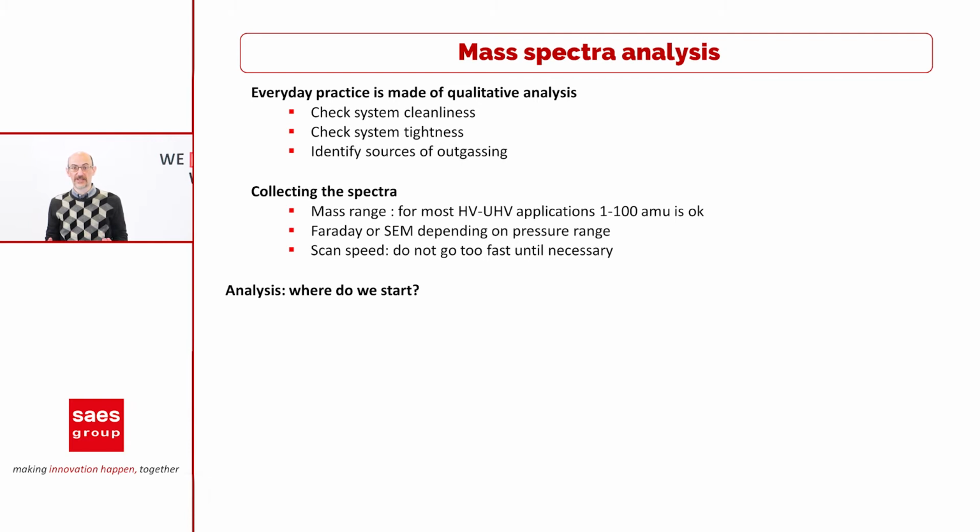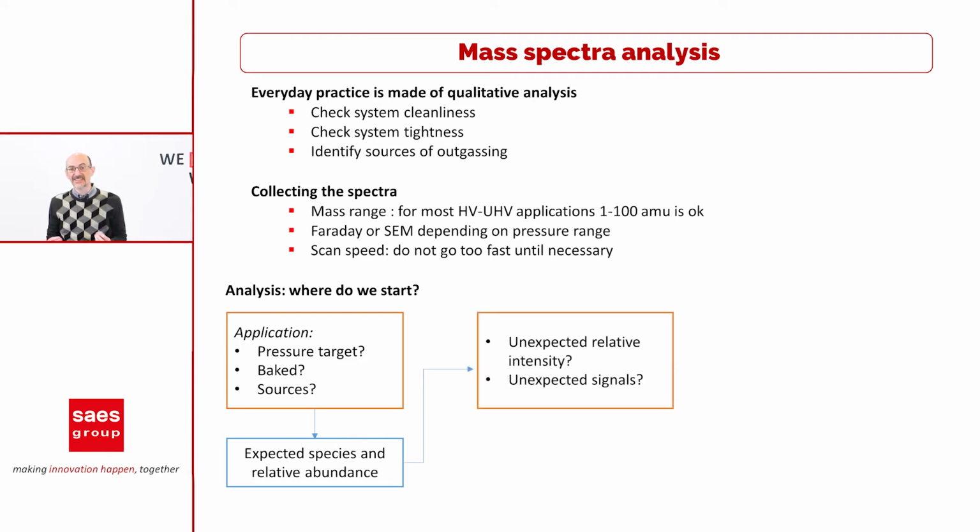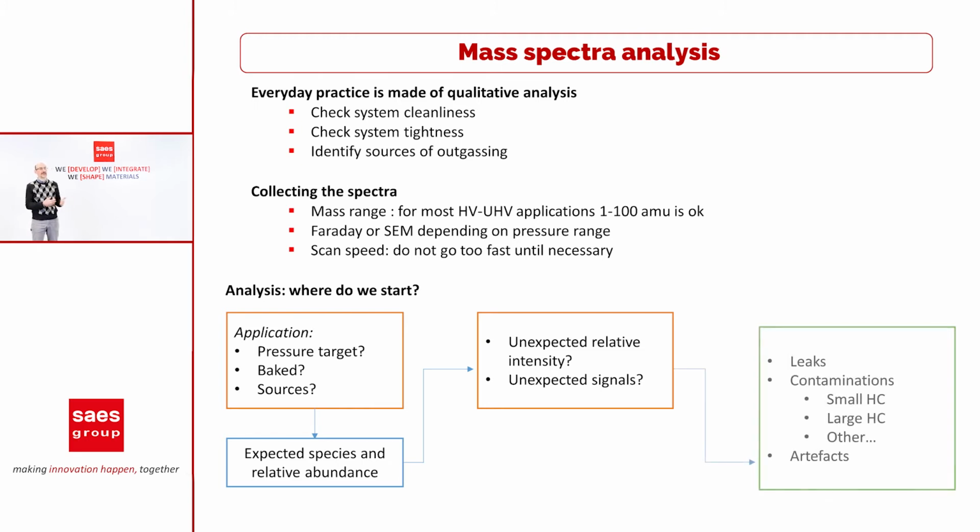We start from expectations, that is, from the knowledge of our application. Did we meet the pressure target? Is the system baked? What are the expected outgassing sources? Or are we aware of any particular outgassing source? Looking at the data, is there something unexpected, both in the signals and their relative intensity? If the answer is yes, we can start thinking if something unwanted happened, like leaks, contamination of different nature, the most frequent are hydrocarbons, or maybe some artifact.